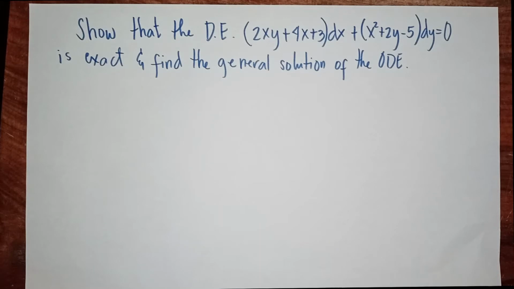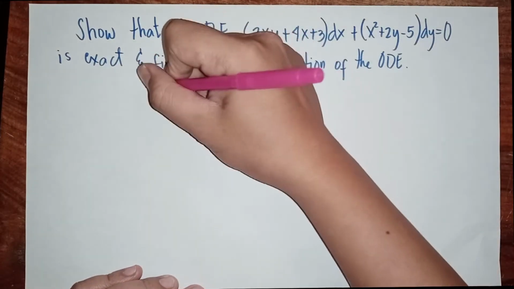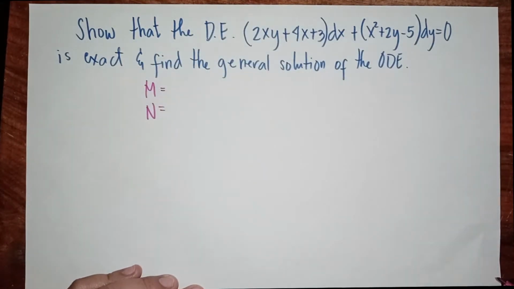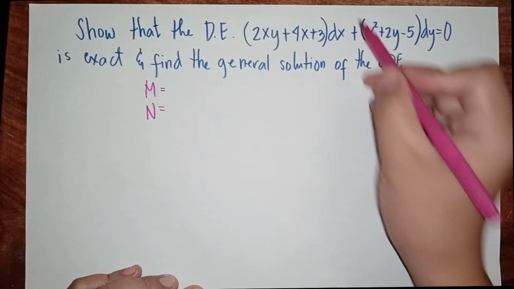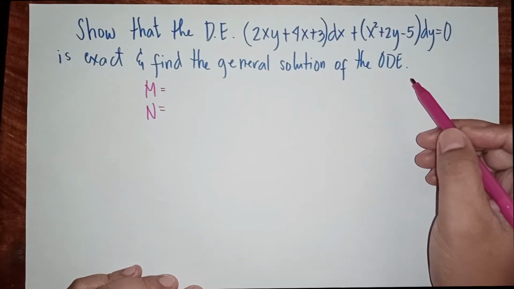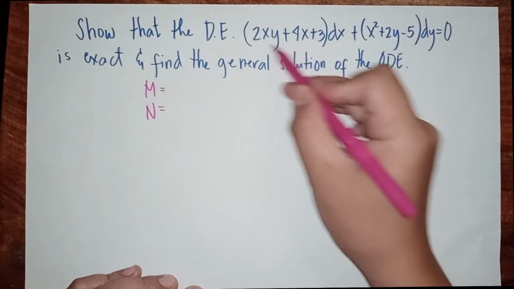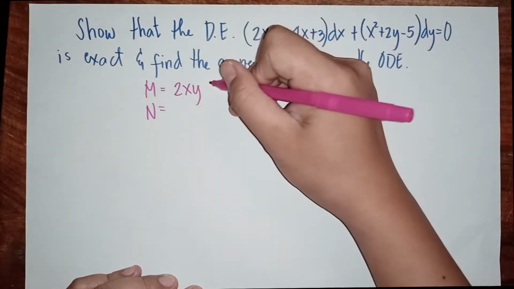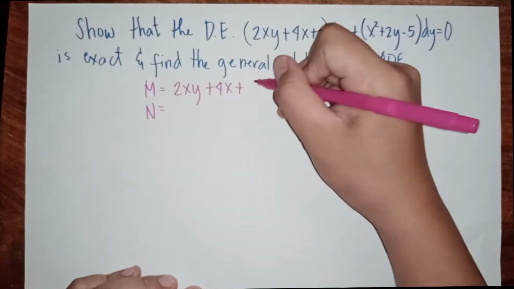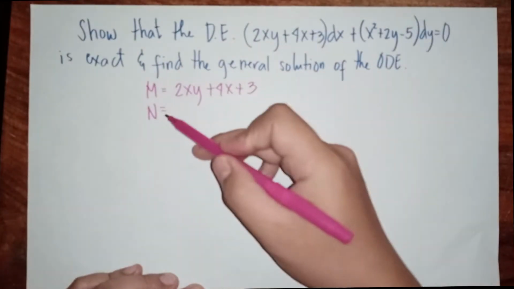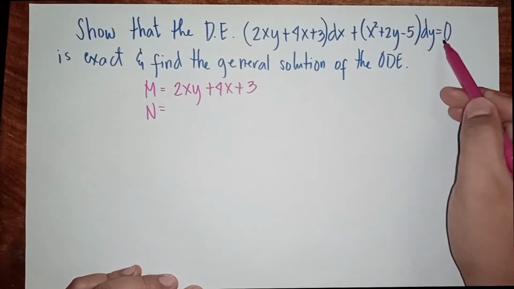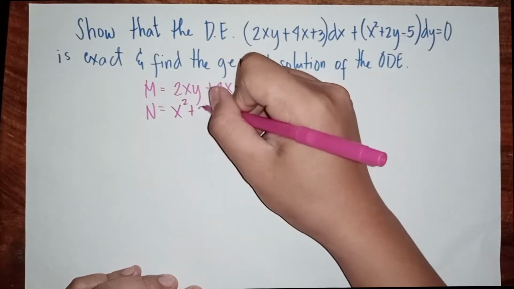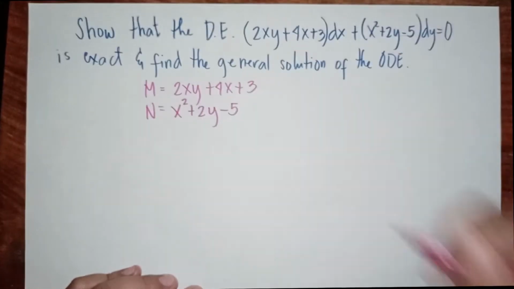So the first thing we are going to do is determine M and N. M is a function with dx. So in this particular differential equation, our M is this 2xy + 4x + 3. And our N is a function with dy. So this is our N, x^2 + 2y - 5.